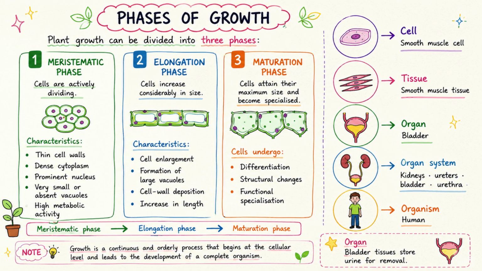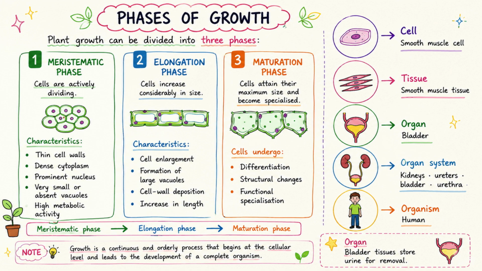The third phase is the maturation phase. In this phase, the cells reach their maximum size. The cells become specialized and start performing specific functions. This process is called differentiation. The cells also undergo structural and functional changes according to the role they have to perform.